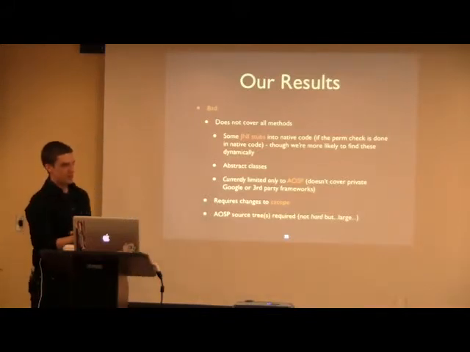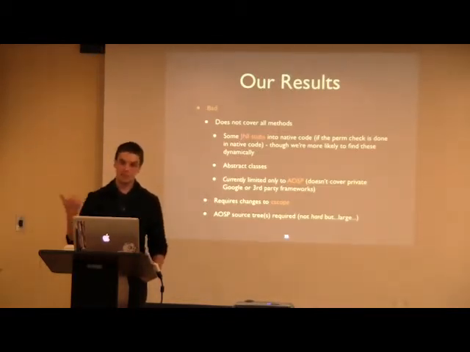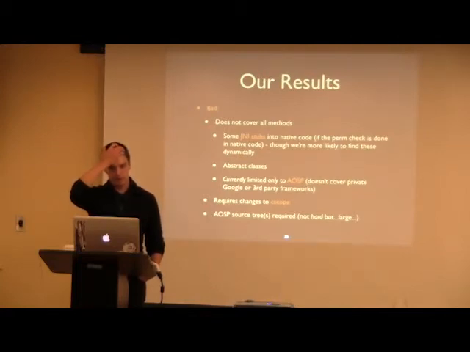So, back to the native code thing. Some methods are just JNI stubs, and when they enter into native code, that's where the permission check is being done, and we don't cover those right now. That's where the dynamic side comes in. We can get a little more information about that.